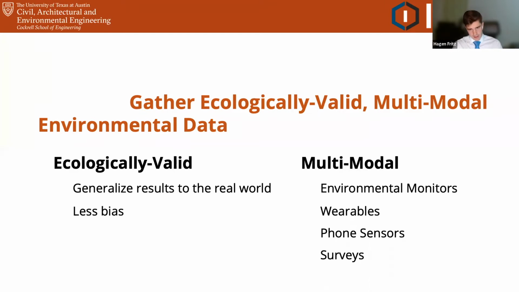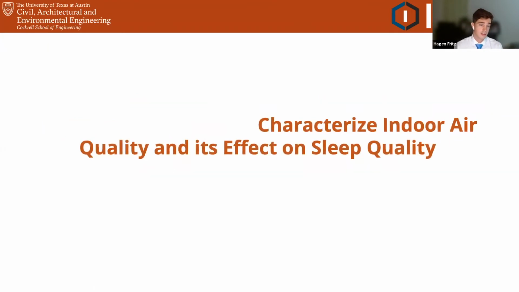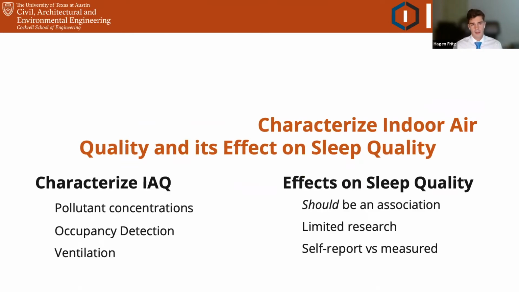And so we can gather this ecologically valid data with consumer grade sensors to characterize the indoor air quality. And then the big question I wanted to look at was, what is indoor air quality's effect on sleep quality? Characterizing indoor air quality is simply monitoring the concentrations, doing some analysis, looking at what the sources of those are, and calculating ventilation rates. And once we have confidence and trust in those measurements, we can then relate them to human health effects, in this case, sleep quality.